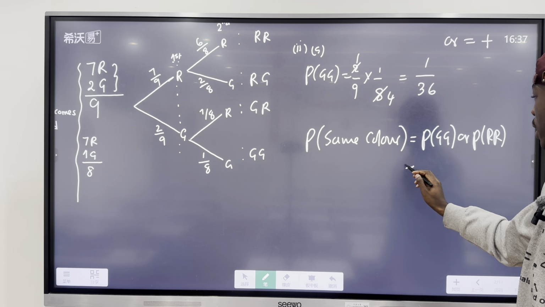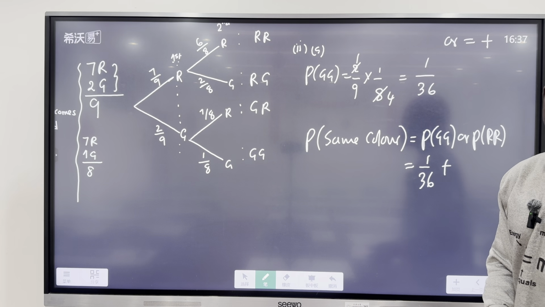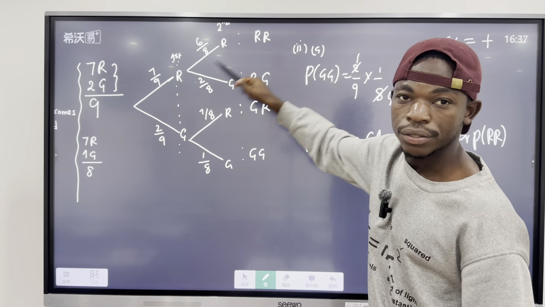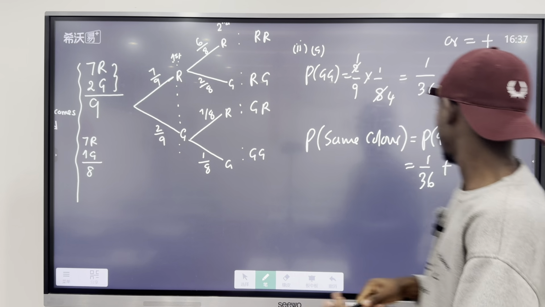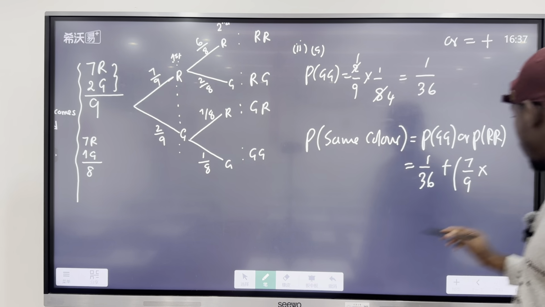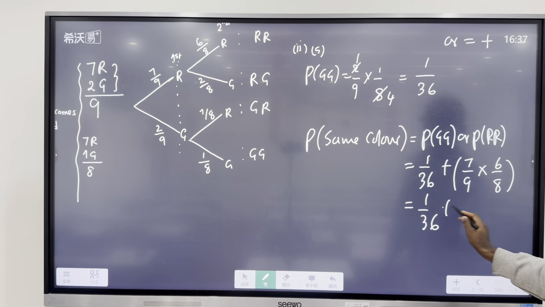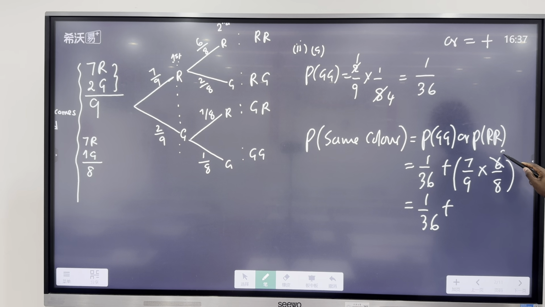So the probability of picking green, green, we already know green, green is this one, 1/36. Plus probability of picking red, red. So red, red is this root. You can see this root. So it means this times that one. So we're going to add this to 7/9 multiplied by 6/8. This is probability of red, red. So we shall have 1/36 plus, we can do some cancellation here. We can say 3 there, 2. 3 there, 3. 2 there, 1. 2 there, 4. 7 times 1, that is 7 over 3 times 4, that is 12.